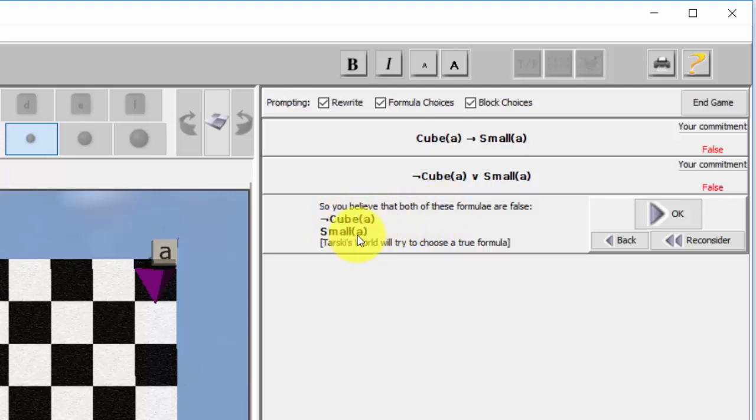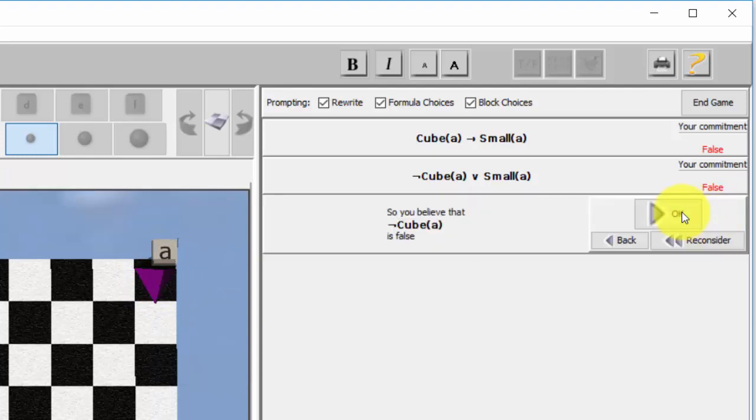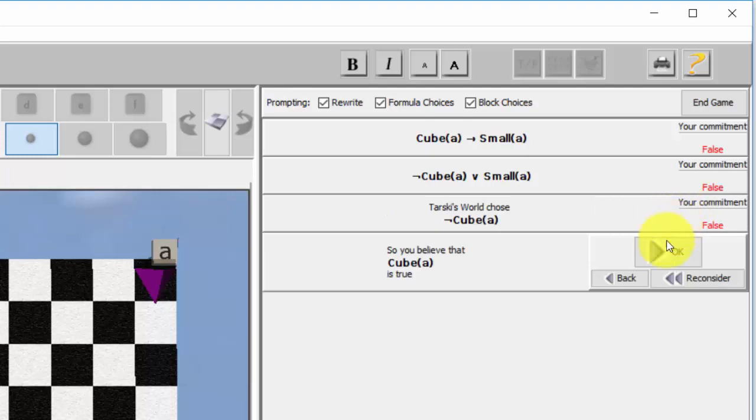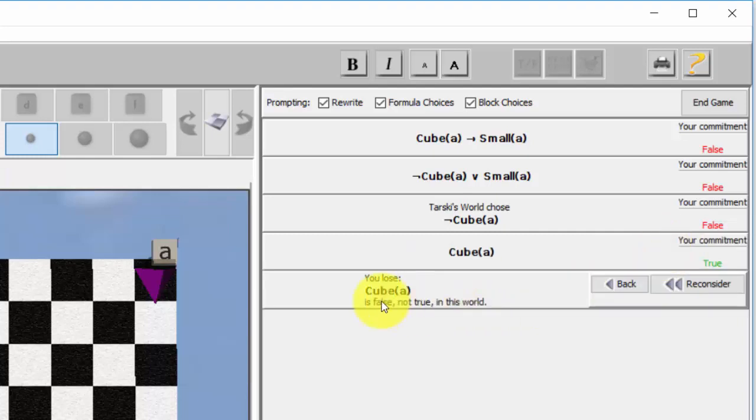And I'm still going to continue, even though I can tell that A is not a cube is true, since A is a tetrahedron. So I believe that's false. I'm going to continue and say, okay. So I believe that A is a cube is true. Yep. Oh, but I lose. I lose because the fact that A is a tetrahedron makes the antecedent of the conditional false.